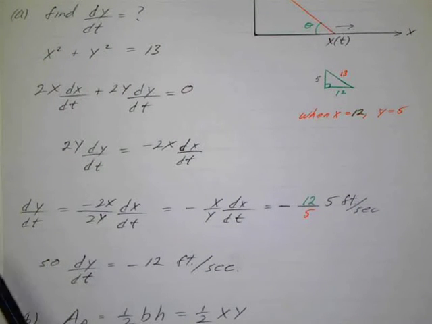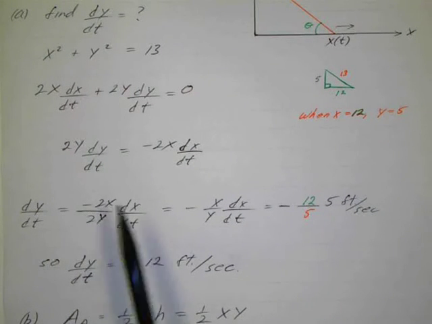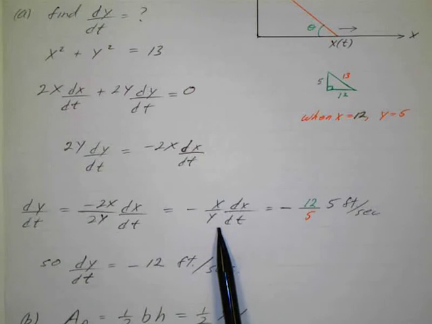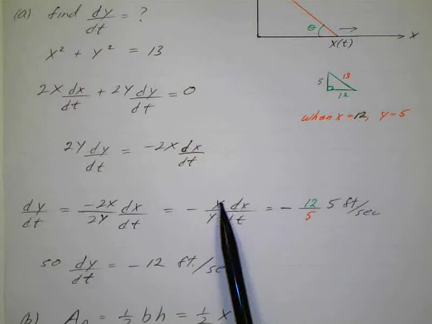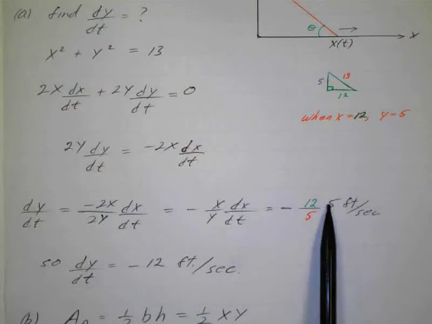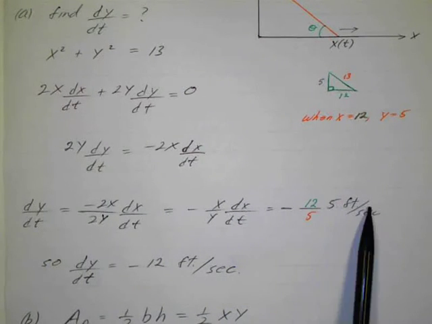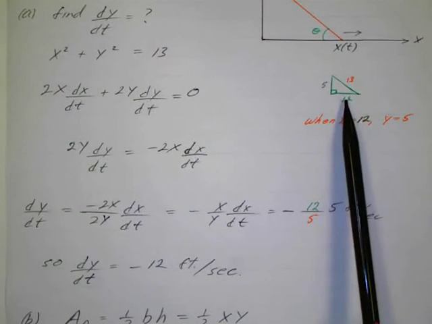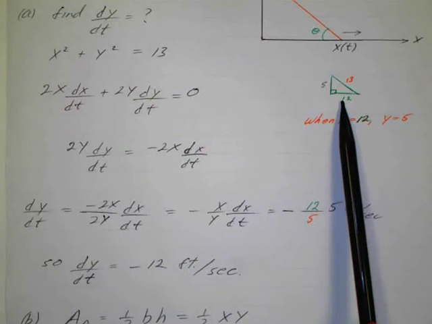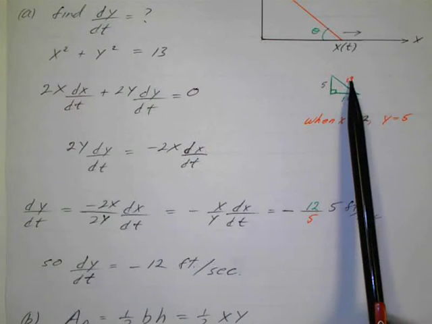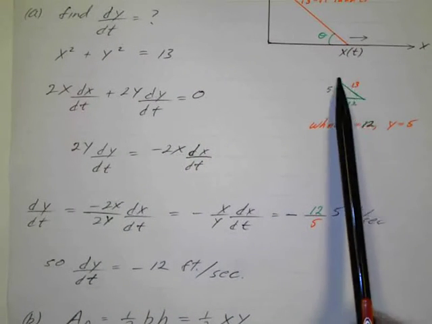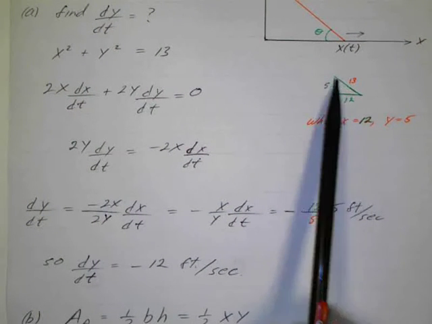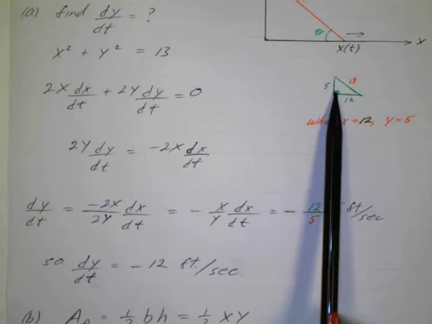So I'll divide both sides by 2y. So I got negative 2x divided by 2y, or negative x over y, times dx/dt. Okay? Now I know the x is 12. That's given. And I know dx/dt is 5 feet per second. That's given. How am I going to find the y? Well, I know at that moment the x is 12. The ladder is always 13. That's the ladder. So what will the y be at that moment?